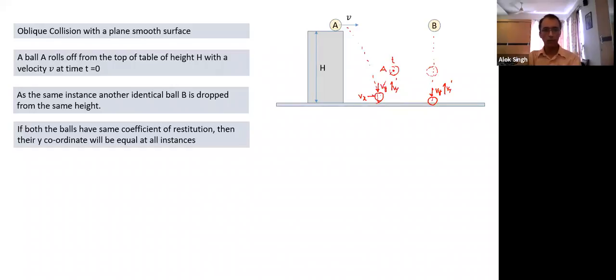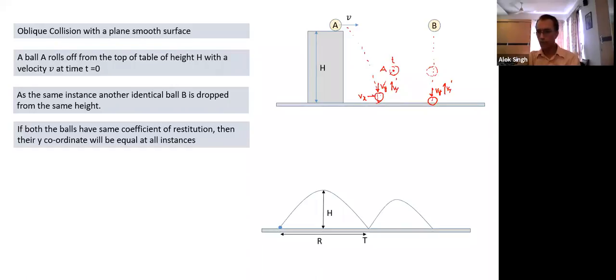If both have the same coefficient of restitution, the y coordinate will always be equal. Okay, so let's apply what we understood in the case of projectile motion. See what will happen: if you throw a ball onto the floor, it will have this kind of motion.